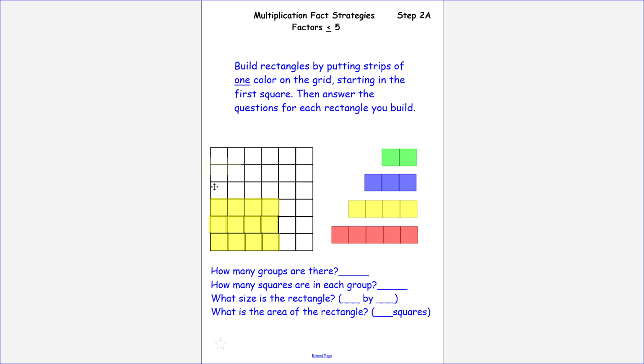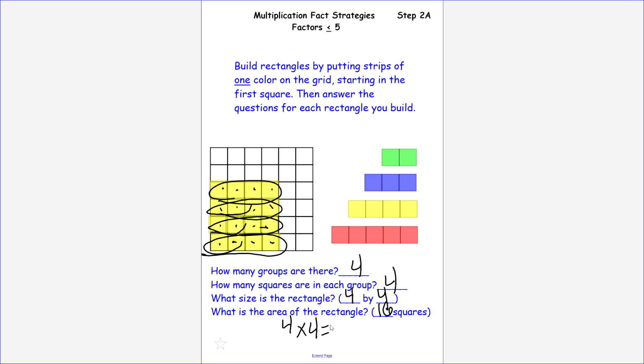Let's go ahead and add another 4 strip. Now we have 1, 2, 3, 4 groups with 1, 2, 3, 4 in each group. So this is a 4 by 4 rectangle. Let's count to find the area together. 1, 2, 3, 4, 5, 6, 7, 8, 9, 10, 11, 12, 13, 14, 15, 16. 16 squares in all in this rectangle. So we now know that 4 times 4 equals 16.